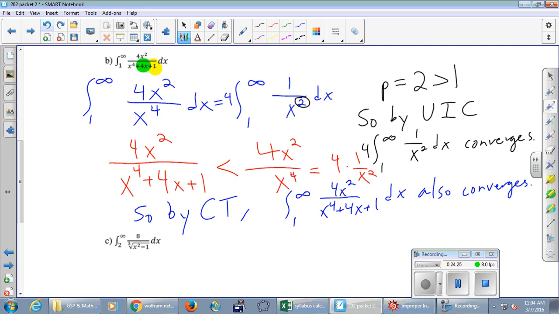Okay, so first again, our conclusion. We found that our integrand, our fraction, was smaller than this other one, but this other one converged by our useful integrals for comparison. And because our integral is smaller than a finite integral, our integral must also converge, and that's the comparison test.